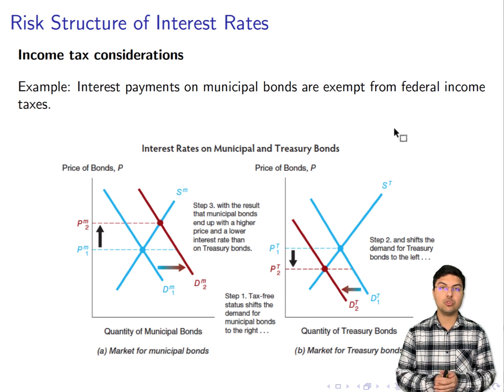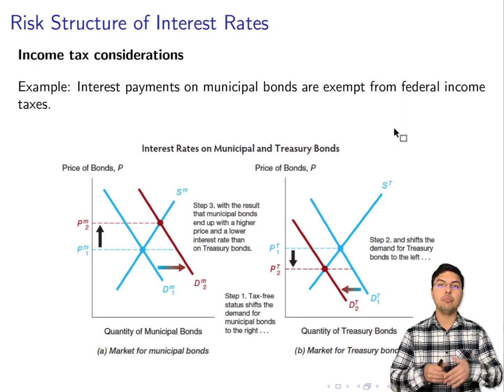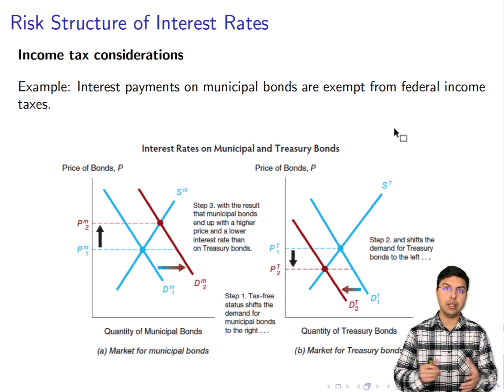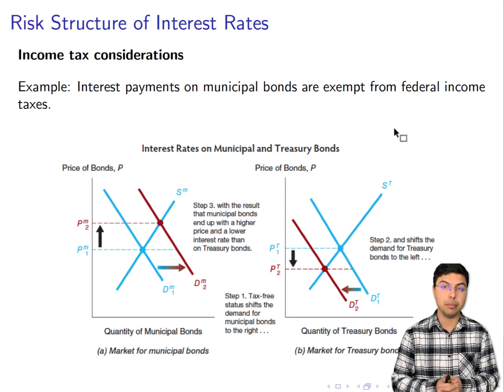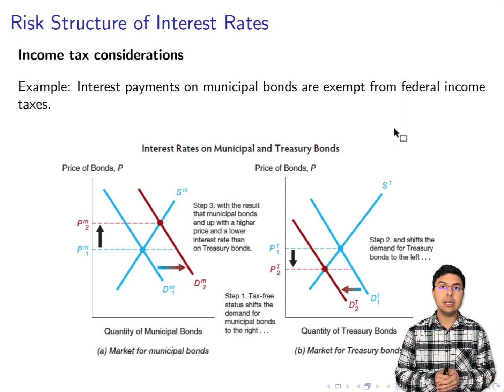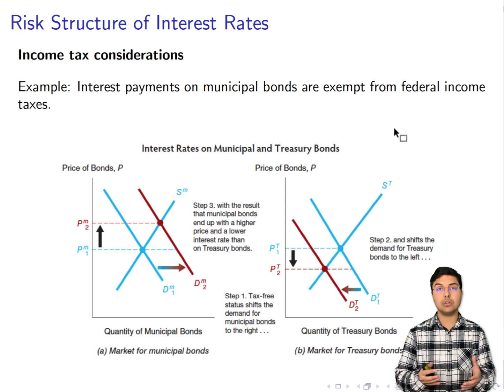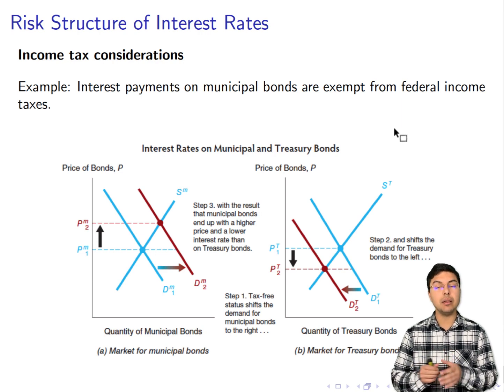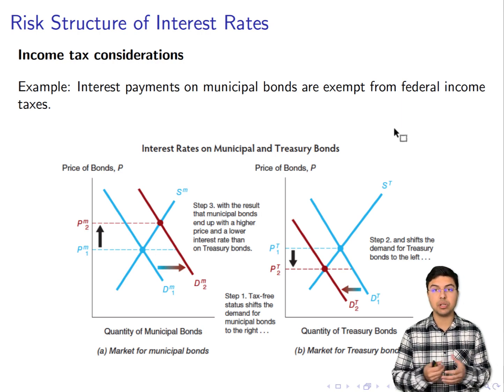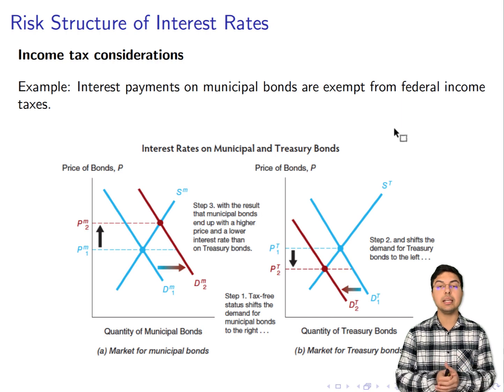And to begin with, we are assuming that the risk characteristic of both these types of bonds is the same. The liquidity characteristic of both these types of bonds is also the same. And we are also assuming that returns from either of these investments are taxed at a uniform rate, okay? Hence, as a consequence, the equilibrium price of municipal bonds, which is P1M, is the same as the price of Treasury bonds, which is P1T, okay?